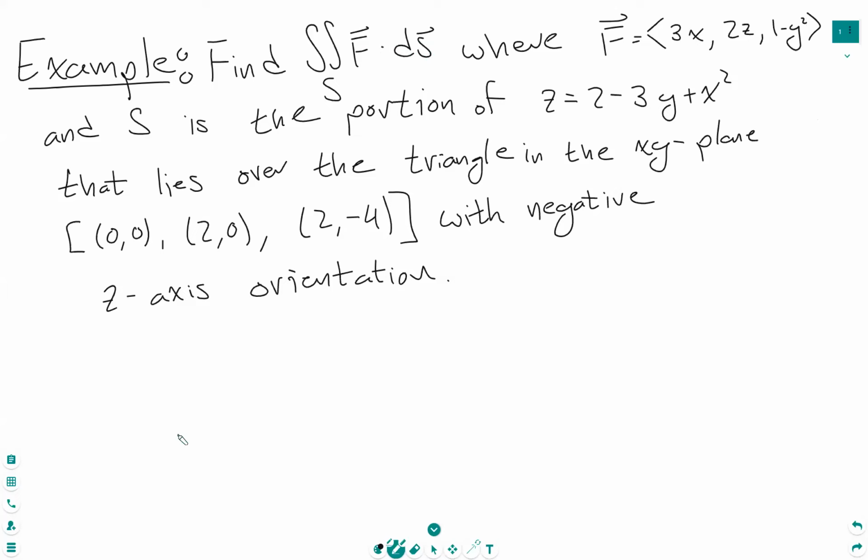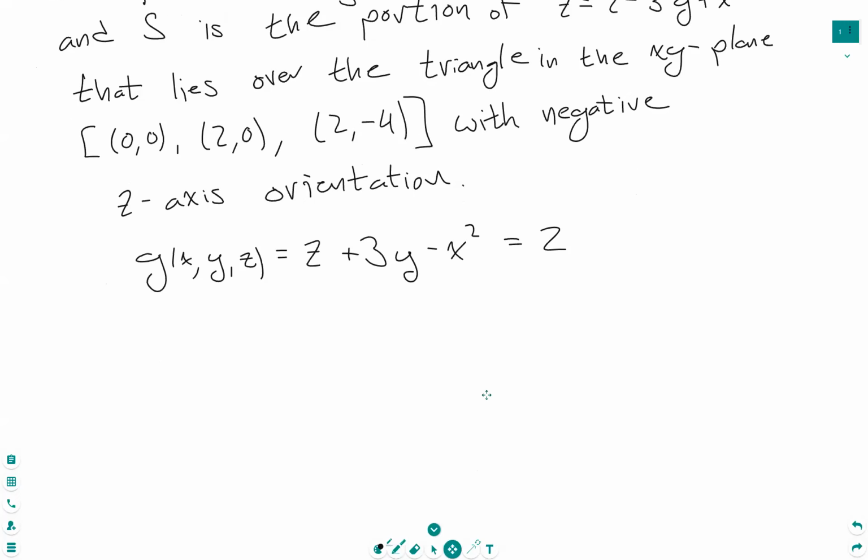So the g function, right? What is the behavior of our surface? Well, that's detailed by our z equation right here. So what we can do is say that g of x, y, and z is equal to z plus 3y minus x squared is equal to 2, right? We have a constant on that right-hand side. It's a perfect candidate for our g function.